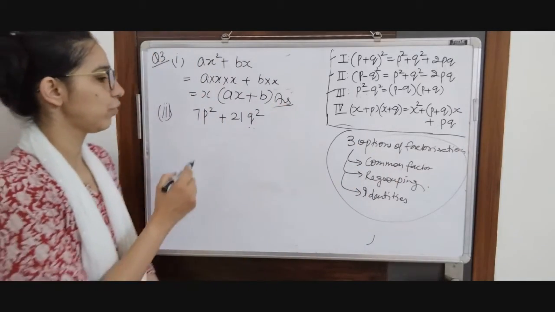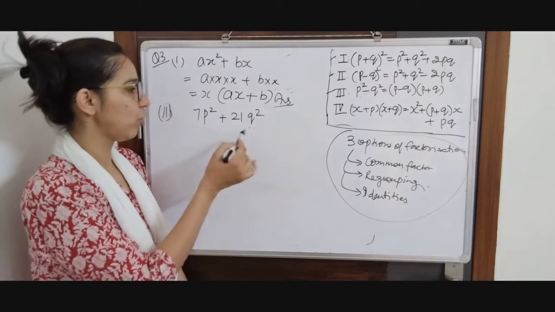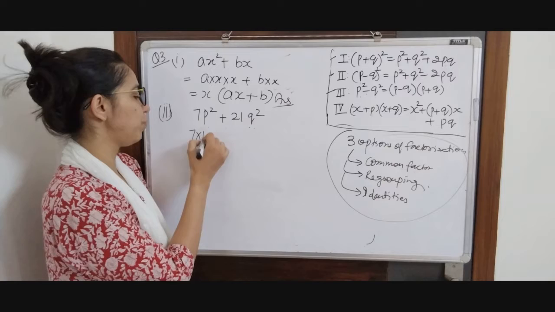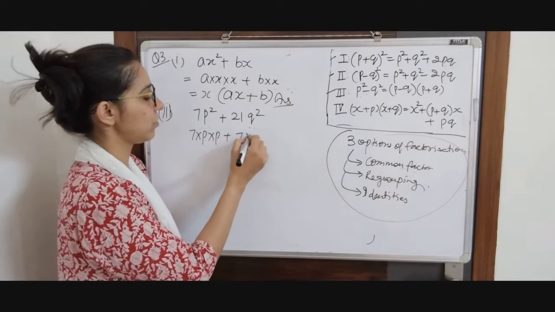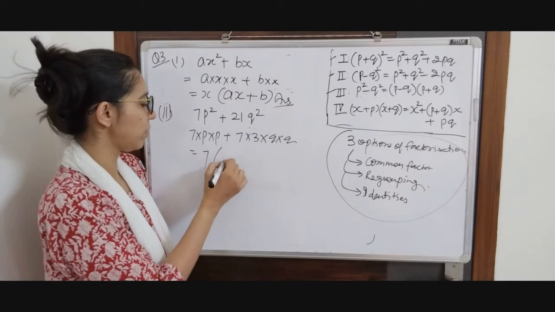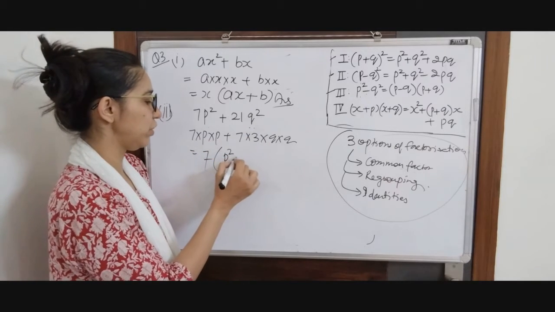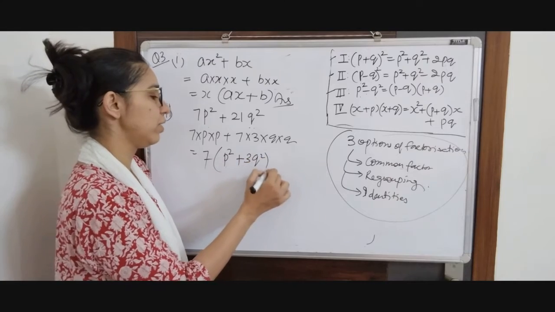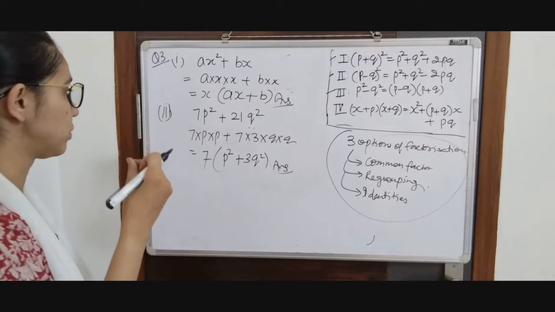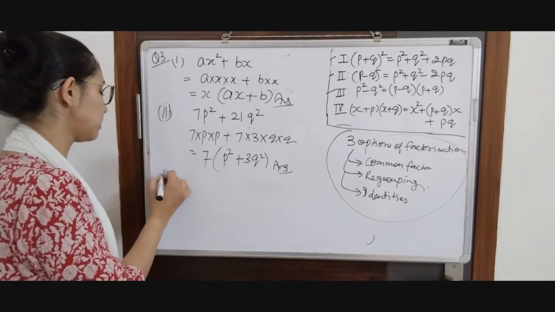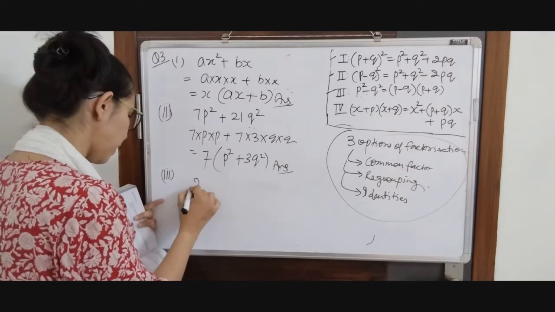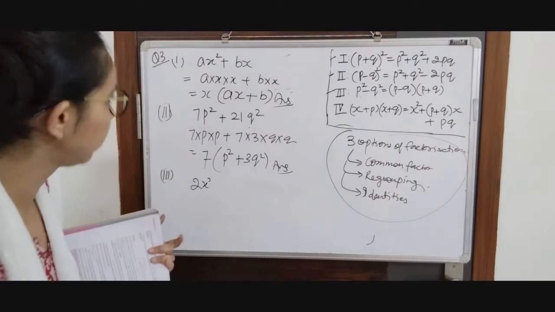So here, identity we can't apply, and regrouping only 2 terms, we can't do that. So common factor. So 7 into p square, and 21 is 7 3s are 21, into q square. It means that I can take 7 common, and I am left with p square here and 3q square here. So this is going to be my factorization of this expression. Now the third one is 2x cube. Okay, I'm going to rub the board.